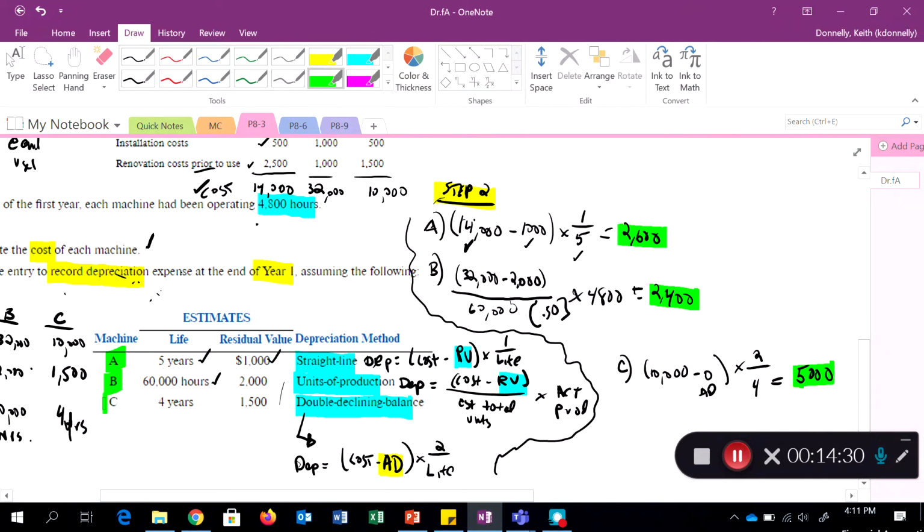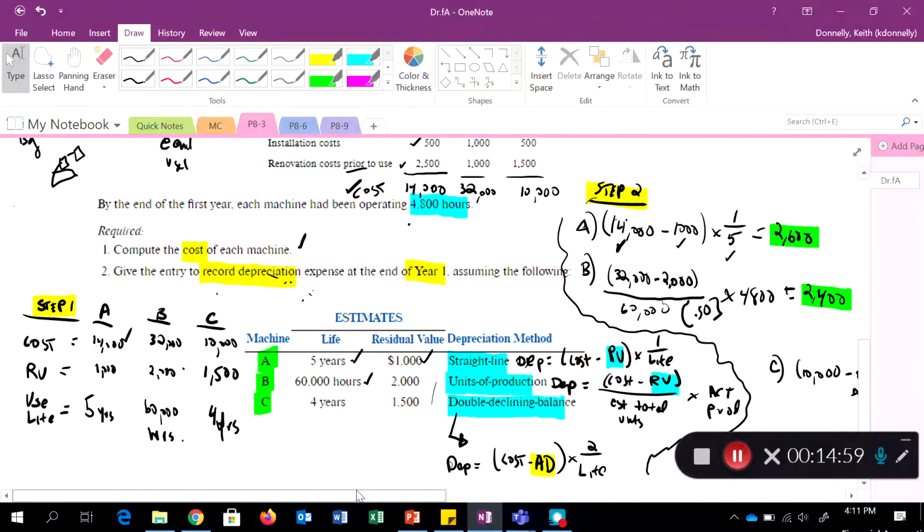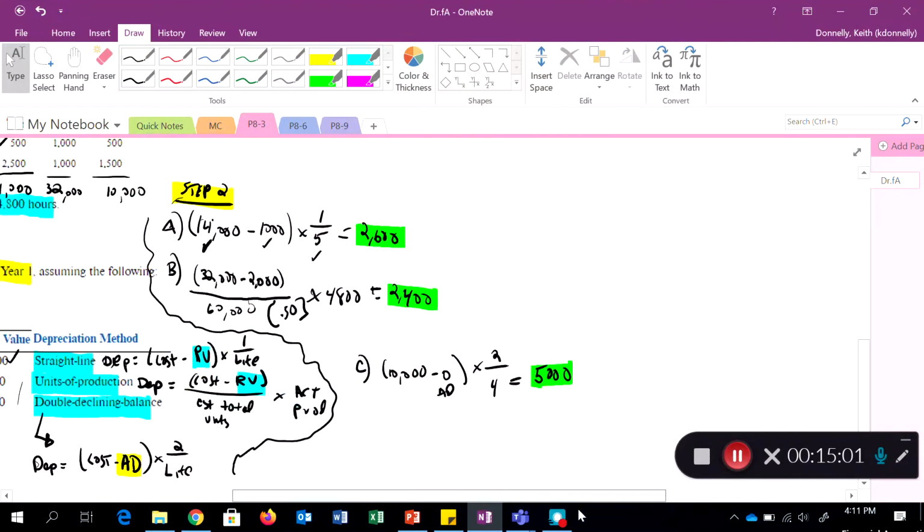For C, we know the depreciation on machine A is 2,600. We know the depreciation expense in year 1 for machine B is 2,400. We know the depreciation expense on machine C is 5,000. So what they want us to do here, let's see if they have requirement 2. They want us to give the journal entry to record depreciation expense.